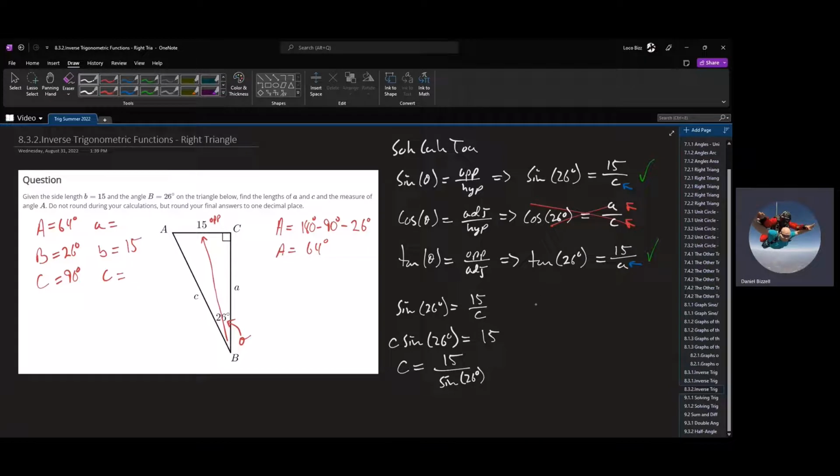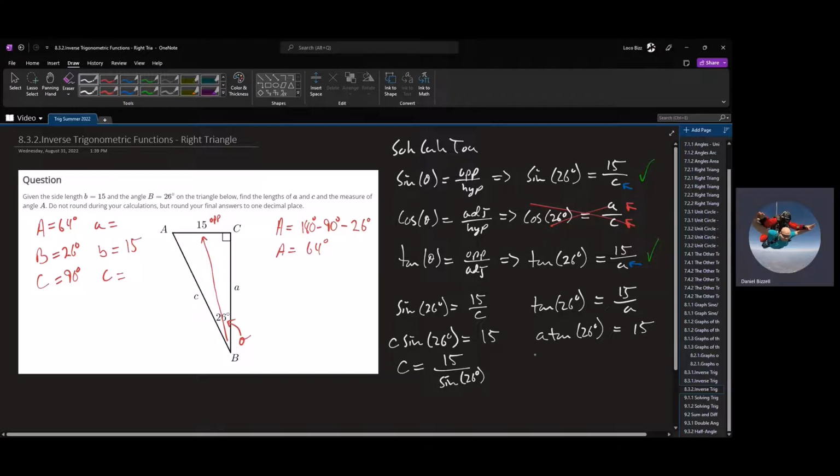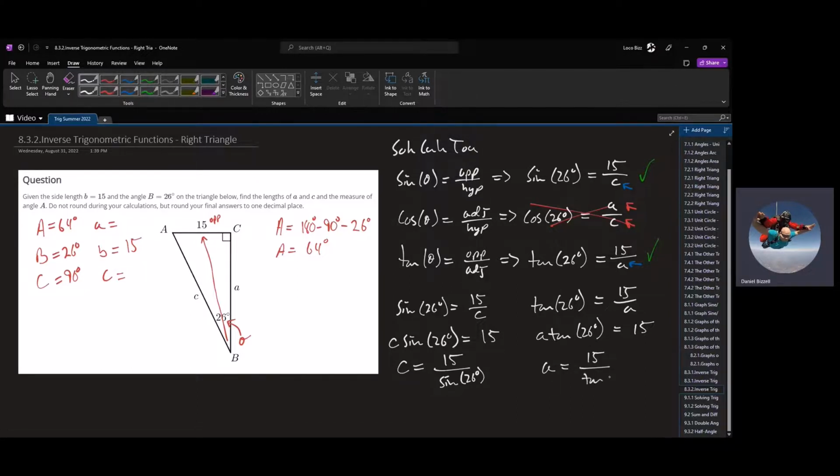Okay, so we're going to do the same exact thing with tangent. So tangent of 26 degrees is equal to 15 over A. So if we multiply both sides by A, we get A tangent of 26 degrees is equal to 15. And then dividing both sides by tangent, we get that A is equal to 15 over tangent 26 degrees.